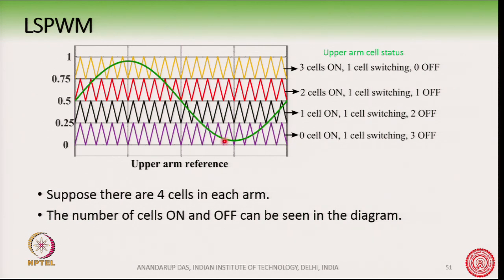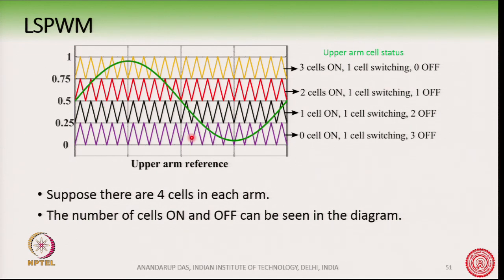So, if we consider this part of the reference waveform which is getting compared with the lowest carrier, we see that out of these 4 cells, 1 cell should be doing the switching action, and the rest of the 3 cells should be fully turned off. Those 3 cells out of 4 will be fully turned off here, because you have 4 cells and these 4 cells are needed, since there are 4 vertical parts in the waveform and these 4 vertical parts will be fabricated from the 4 cell output voltages.